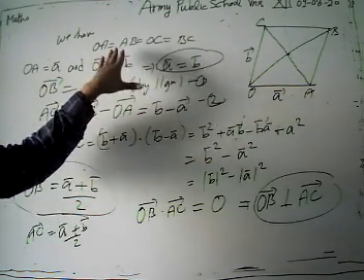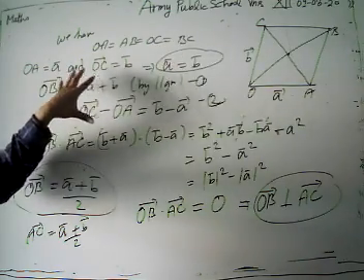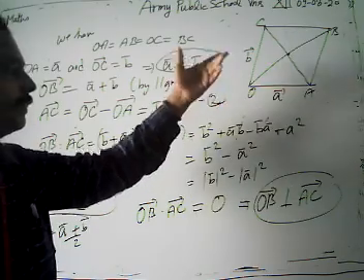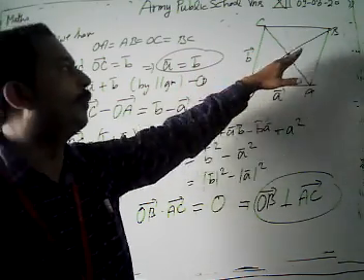We start with OA equal to AB equal to OC equal to BC. We take OA as A and OC as B. And to show that they are perpendicular, we take the product of OB and AC.